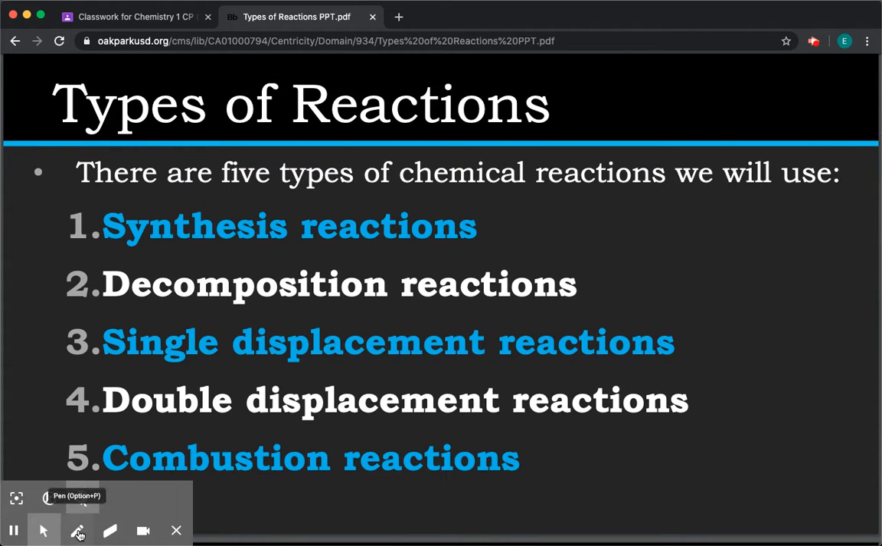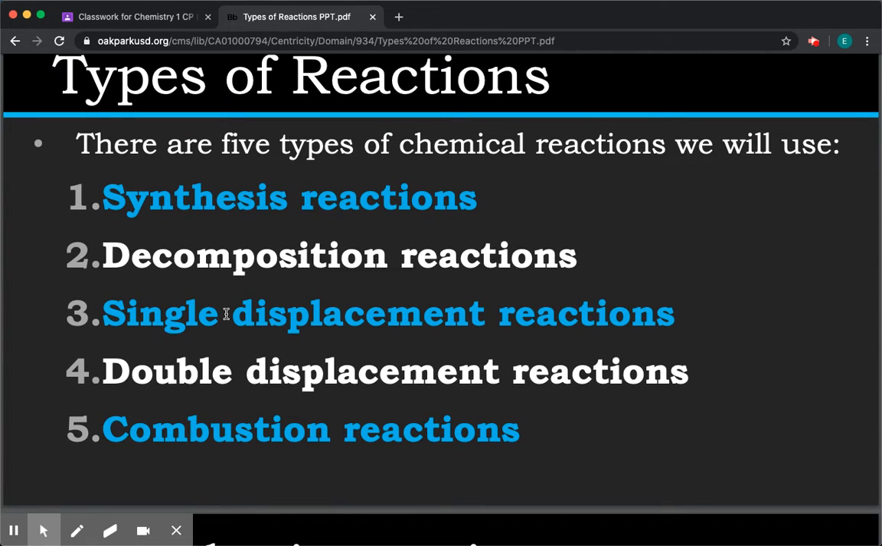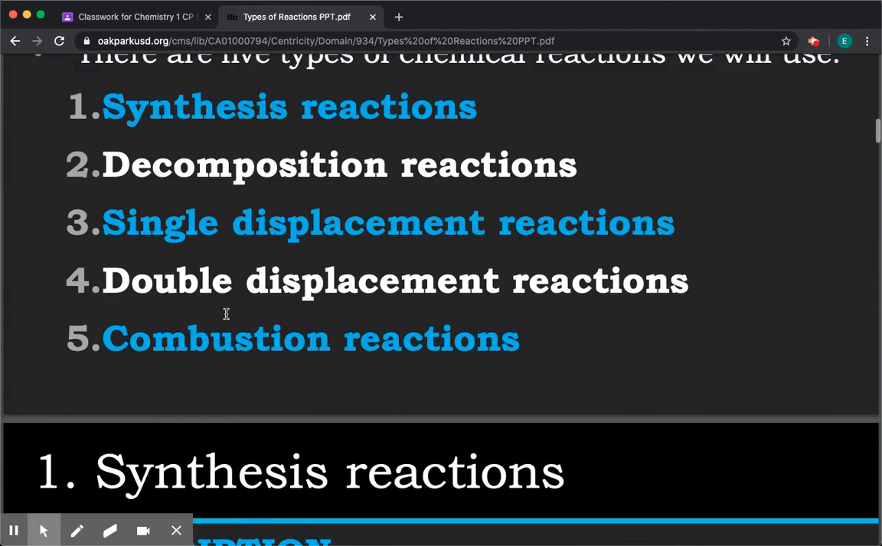So the 5 reactions we're going to be looking at are synthesis reactions. Synthesis is when you're combining things. Decomp or decomposition is when you're breaking things down. And then you have single displacement, double displacement, and combustion. Okay. And combustion we've seen previously, but we're going to go through it more in depth.